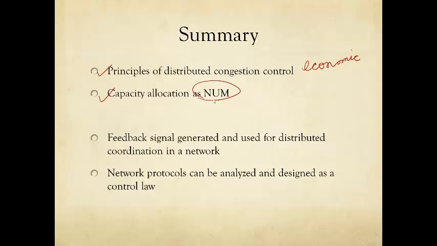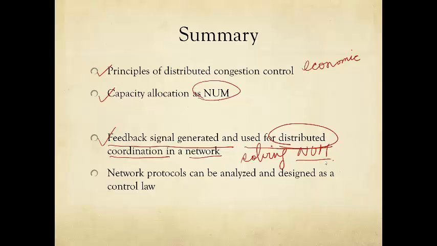But equally important are the messages in the big picture. One is that feedback signals can be generated and then used for distributed coordination in a network. In this case, it's the internet. So we can view the internet, TCP, as the largest man-made machine solving an optimization in the form of NUM. Just like we can view Google PageRank as the largest man-made machine of eigenvector computation, you can view TCP in the internet as the largest man-made machine implicitly solving for network utility maximization.